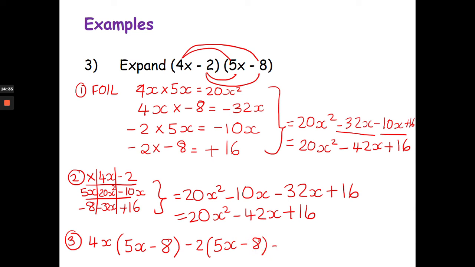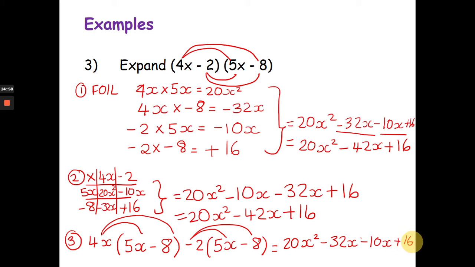Okay, so you're just breaking up the bracket. So 4x times 5x gives me 20x squared. 4x times minus 8 gives me minus 32x. Minus 2 times 5 gives me minus 10x. And then minus 2 times minus 8 gives me plus 16, which simplifies down to 20x squared minus 42x plus 16.